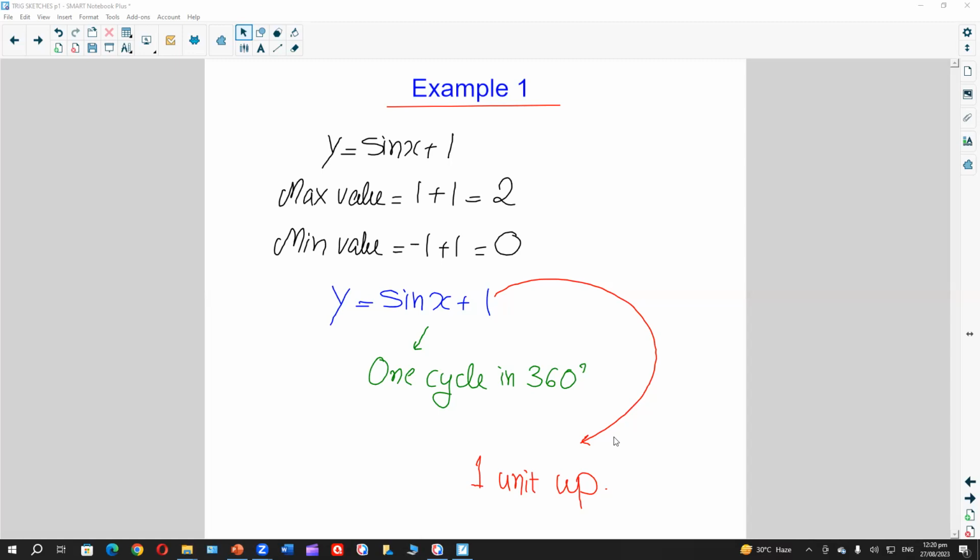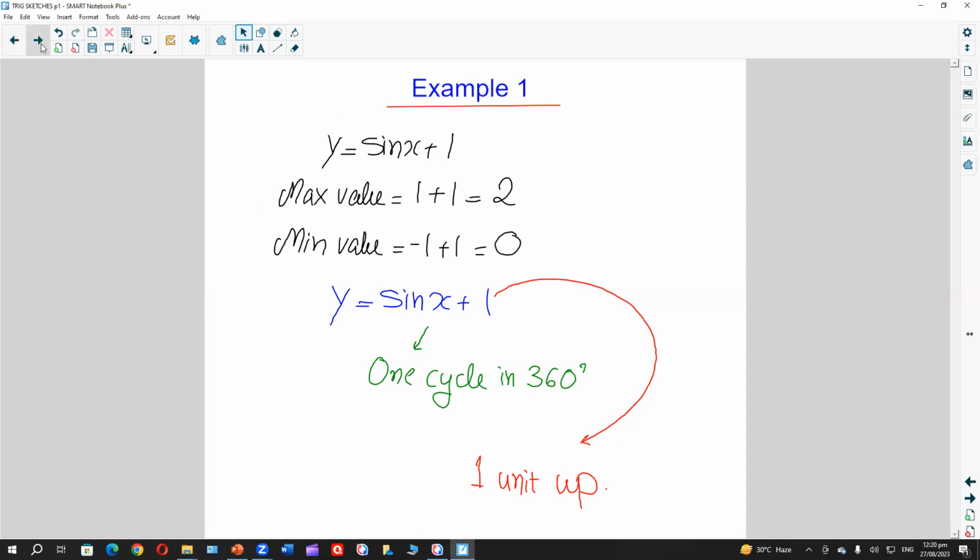This is our work today, but there are 3 cases. A number before the trig function means you have to change the amplitude. The number with x means you change the number of cycles. And the number after the function, plus 1 or minus 1, means vertical translation. These are the 3 cases. 1 case we did today and 2 cases we did before.